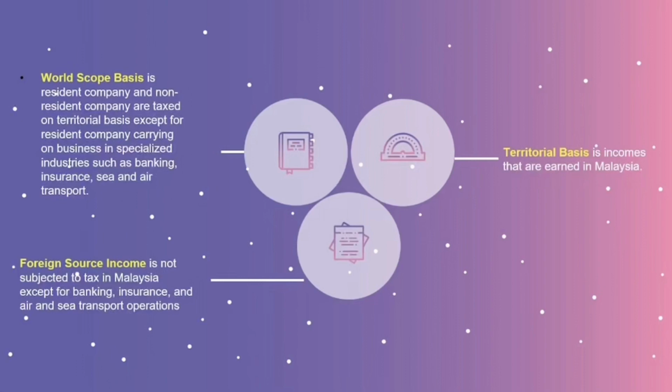Territorial basis is incomes that are earned in Malaysia. The second one is foreign source income. Foreign source income is not subjected to tax in Malaysia except for banking, insurance, and air and sea transport operations. And the third one is world scope basis. World scope basis is resident company and non-resident company are taxed on territorial basis except for resident company carrying on business in specialized industries such as banking, insurance, sea and air transport.